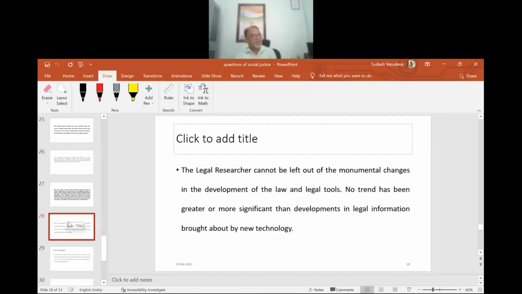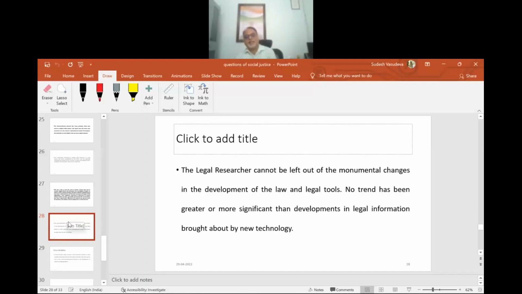So the legal research concentrated on a doctrinal kind of research on issues such as dowry, issues related to women in general, issues related to child welfare, bonded labor, child labor, social discrimination, etc. Then what we find is that post 1990s, or very specifically for the past 10 to 15 years, there are monumental changes in law, in the development of law, and the legal tools also have changed.